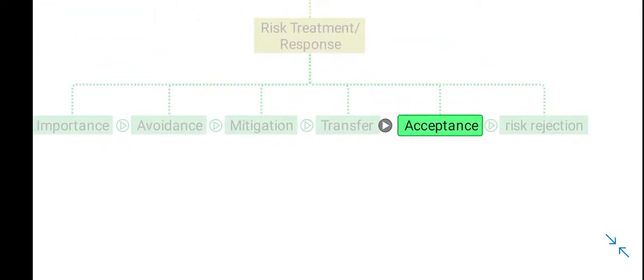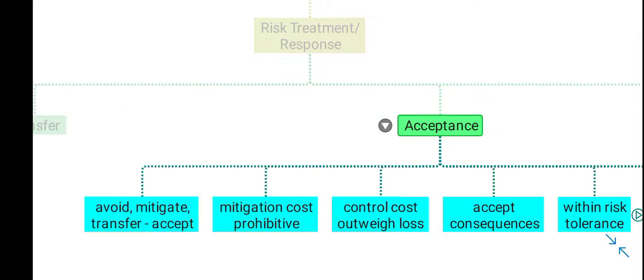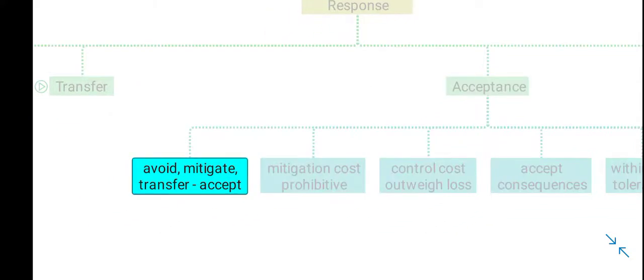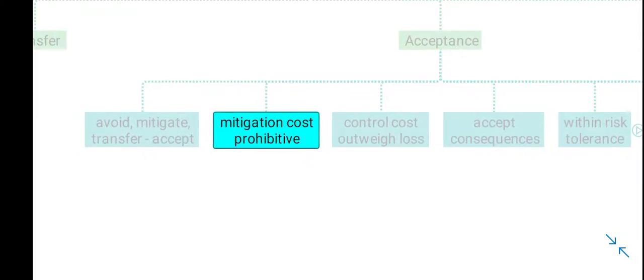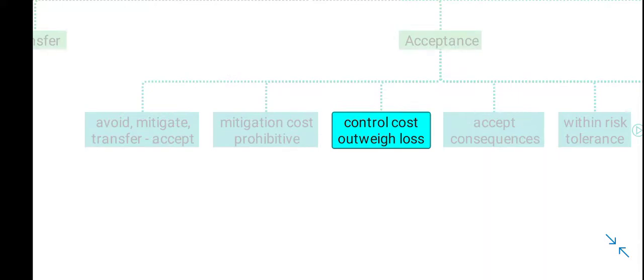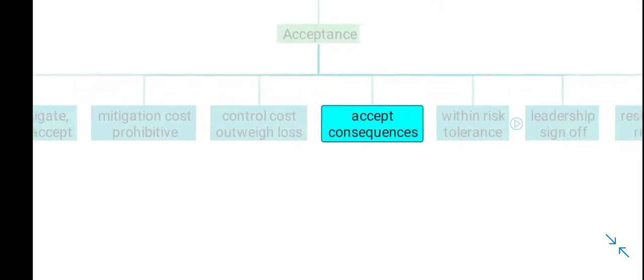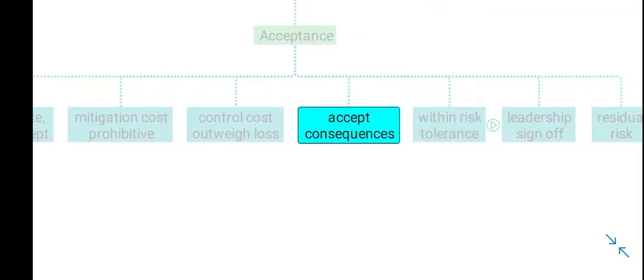The next risk treatment is risk acceptance. So, after implementing the avoidance, risk mitigation, and risk transfer, you accept the remaining risk or the residual risk. Or sometimes the cost of mitigating a risk is cost prohibitive, and the control cost exceeds the loss due to the risk. So you accept the consequences which are resulting from a particular risk if it gets materialized.